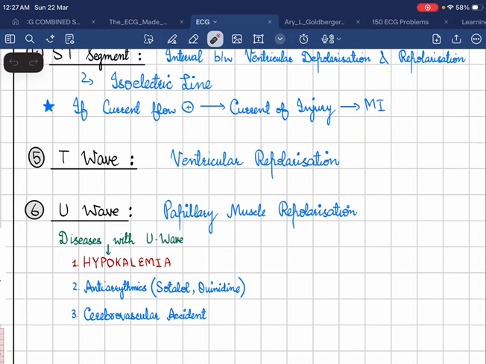Then the U wave depicts the papillary muscle repolarization. There are a few conditions in which we can have U waves, like hypokalemia, or the use of antiarrhythmics like sotalol and quinidine, or after a cerebrovascular accident we can also have a U wave.